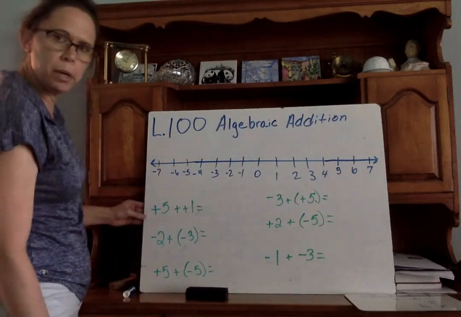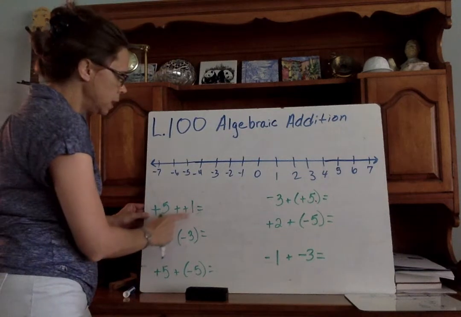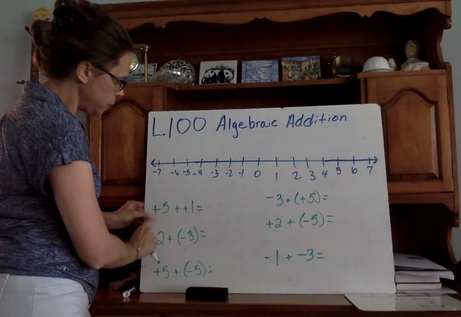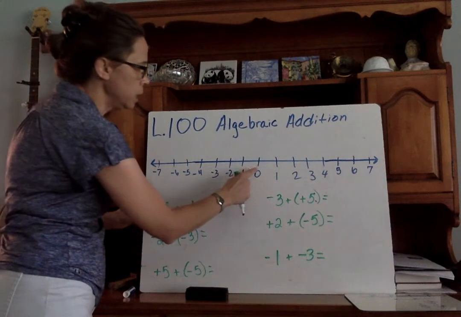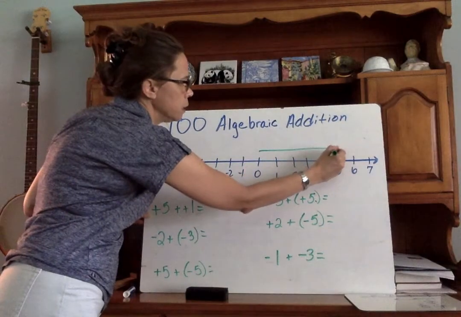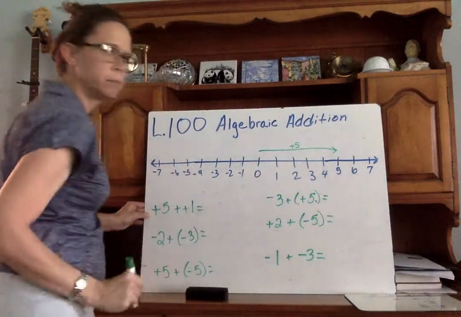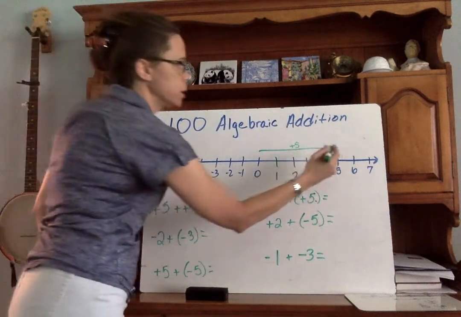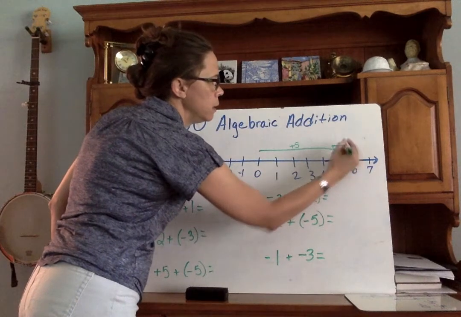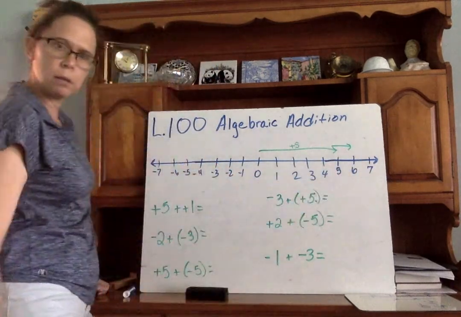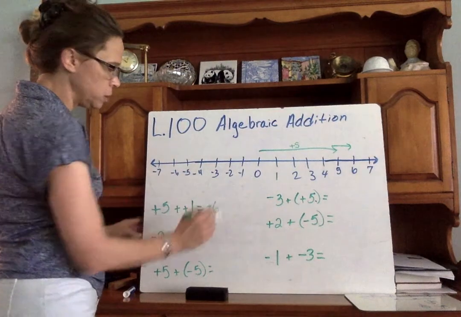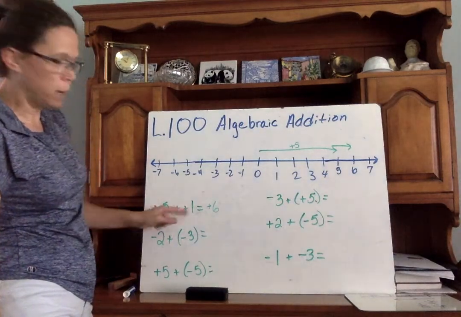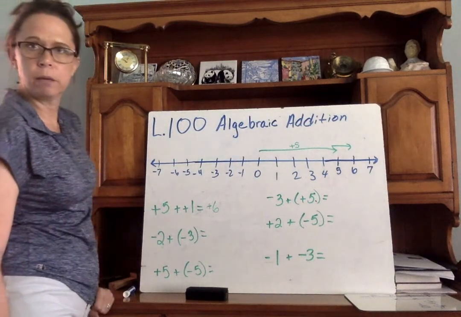In my first example, I have +5 plus a +1. So I'm going to start at 0, and I'm going to do what it says. Positive means go to the right, 5. That takes me over to here, +5. And then it tells me to add a +1, so I'm going to go one more in the positive direction, which takes me to +6. This is the kind of addition we've been doing since K3. They're both positive numbers, so I end up with a positive answer, right?